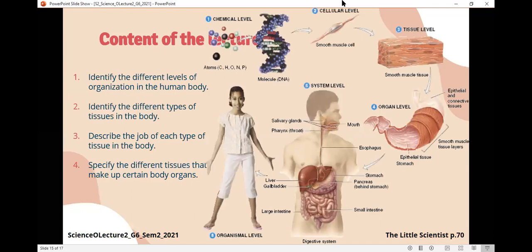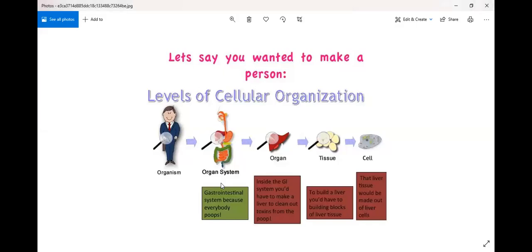Okay, I will stop sharing here and I will share this with you. What is the lesson talking about? This picture says, let's say you want to make a person. What is a person made of? This is a person. An organism is made of what? First of all, you need to have cells.